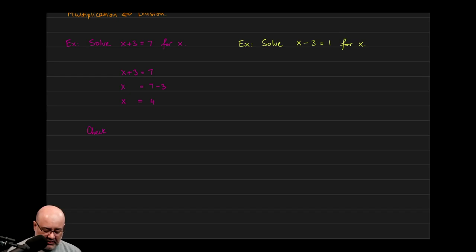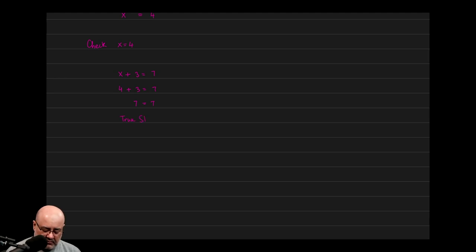So here, I'm going to check x is equal to 4 in the original equation. x plus 3 is equal to 7, and I'm going to replace x with 4 to get 4 plus 3 equals 7. Well, 4 plus 3 is 7, so that will result in 7 equals 7, which indeed is a true statement. We do agree that 7 equals 7. So what this means is x is equal to 4 is a solution to the equation. Now we can walk away from the problem because we solved the equation and then we verified that the potential solution was a solution to the equation.